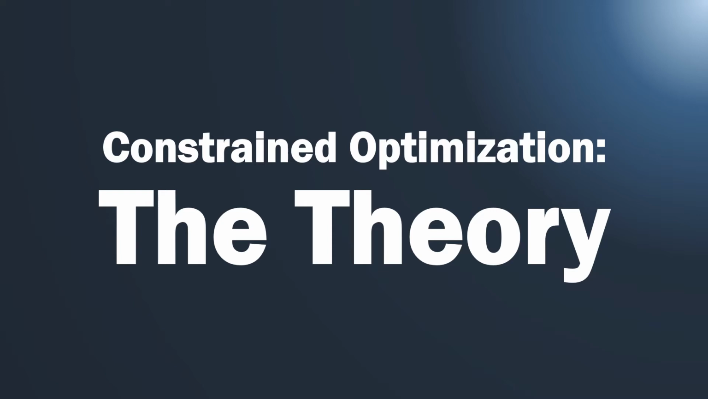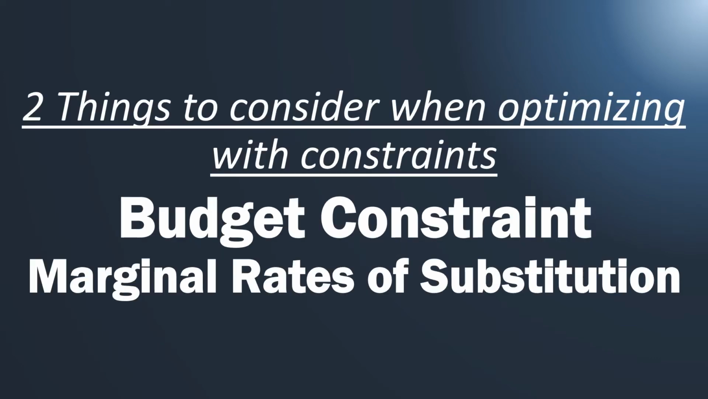There's two things we need to consider when we optimize with constraints using the Lagrangian approach. The two things that we need to consider are, just like in indifference curve analysis, our budget constraint, the slope of the budget constraint, and our indifference curves, or the slope of the indifference curves, which gives us the marginal rate of substitution.